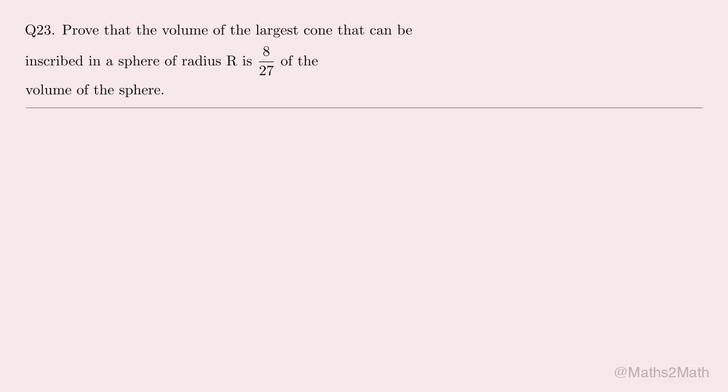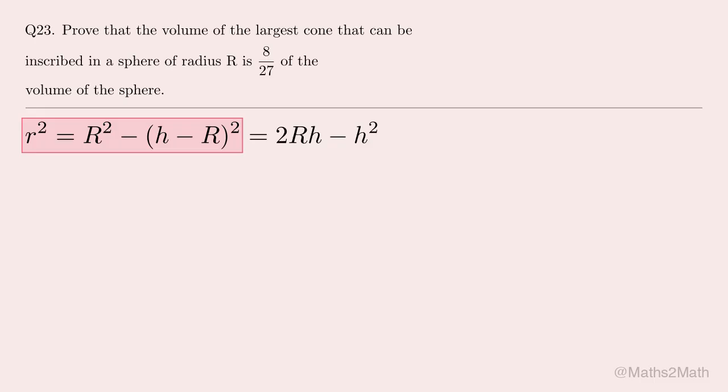Question 23. The biggest cone inside a sphere. Exactly 8/27 of the sphere. Write the cone's base radius in terms of its height via the sphere. A cone of height h has its base circle at distance h minus r from the center. So the base radius obeys r squared equals 2rh minus h squared.